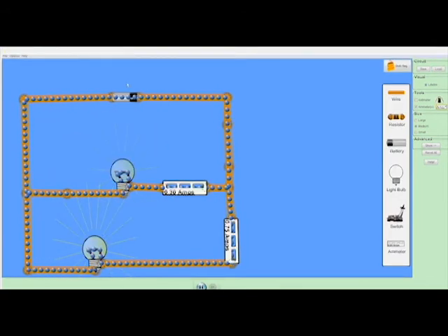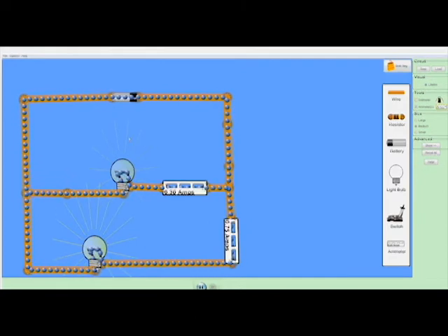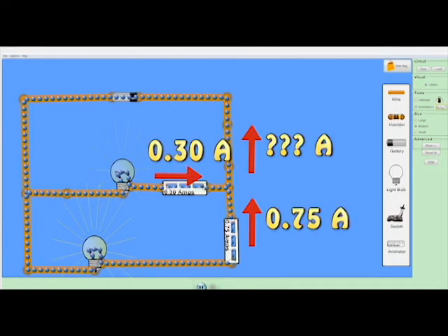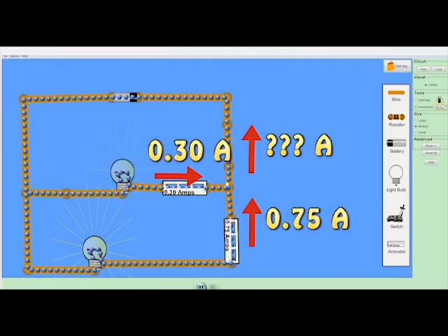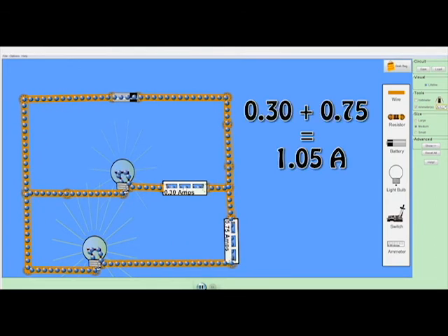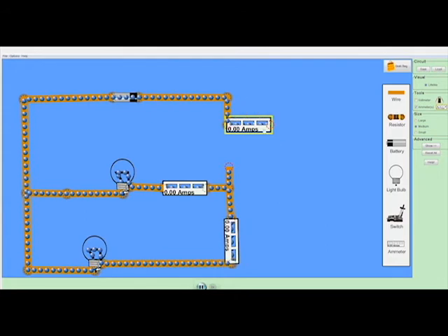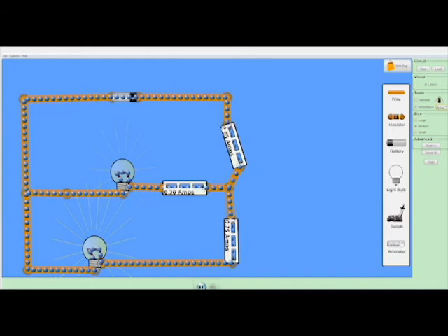This time I've reversed the direction of the supply, and so the current is going in the opposite direction. Considering this junction again as our point, we have 0.3 amps going in, 0.75 amps going in, and so we can predict what the total current out will be. 0.3 plus 0.75 is 1.05. Let's check if that is indeed the current in this part of the circuit. We'll insert an ammeter, bring that down, connect the wires, and there we have it, 1.05 amps.